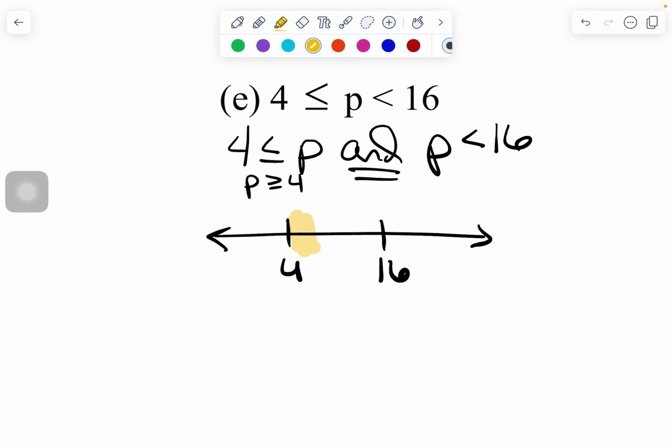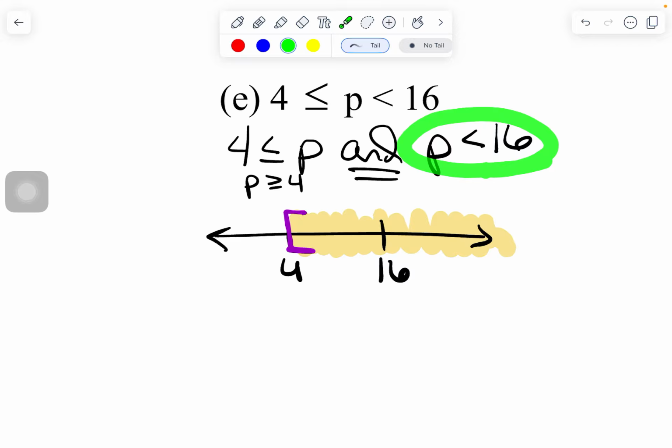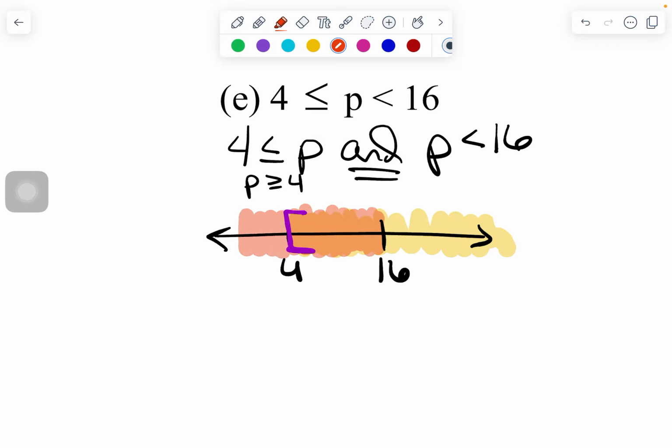All right, so that means I'm going to shade from 4 to the right. And I'm going to take a bracket on that. Okay, and I want P to be less than 16. So from 16, I'm going to shade to the left. It's going to be less than 16. But 16 itself is going to get a parentheses.